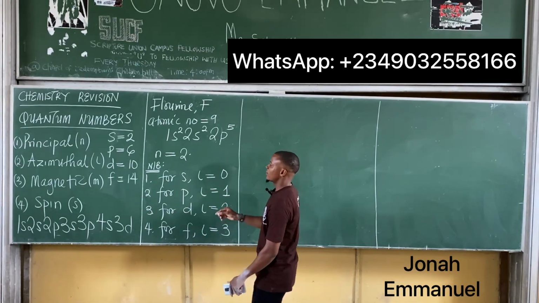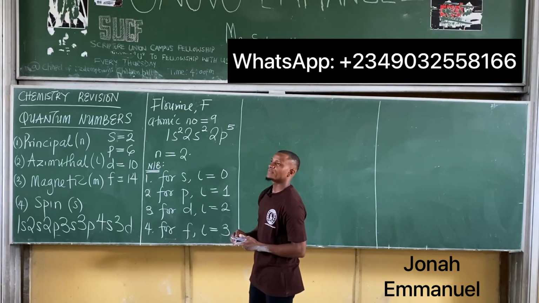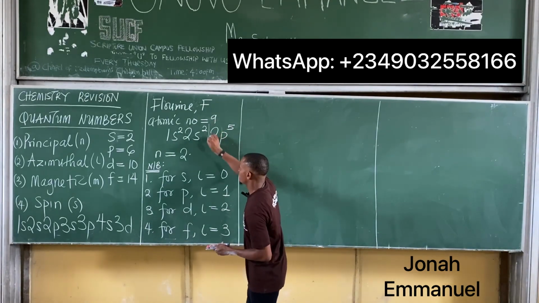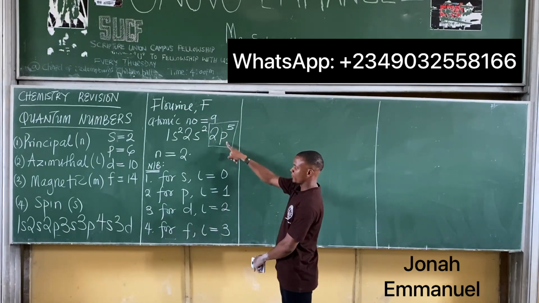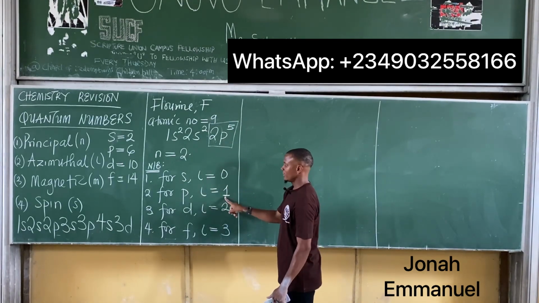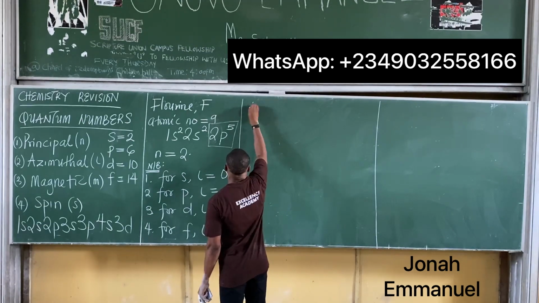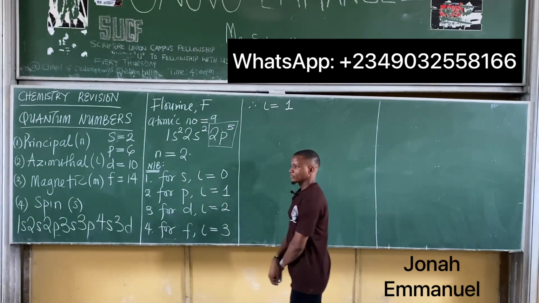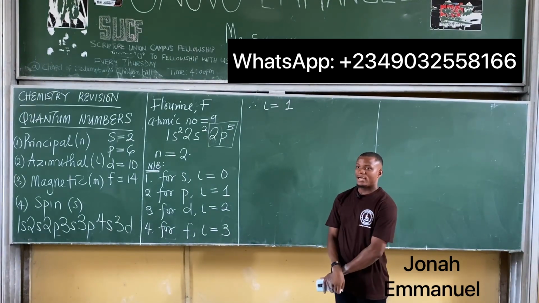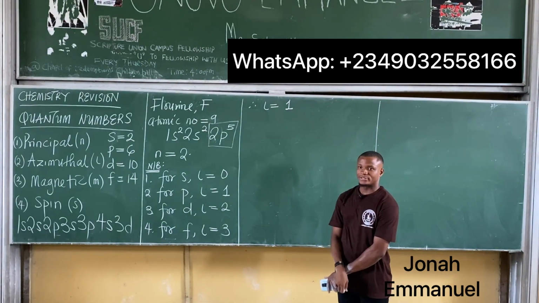In my last orbital, I think the last orbital is what plays the major role here. This last orbital, this one here. If I look at this now, what I have there is a P. For a P, what's L there? So therefore, azimuthal L is equal to 1.